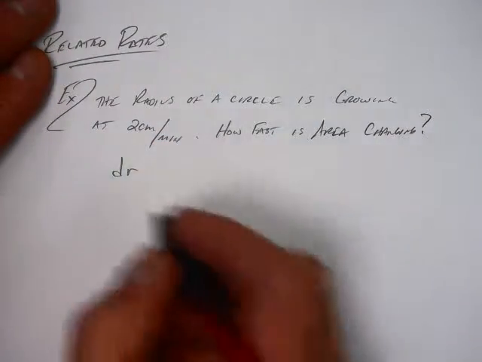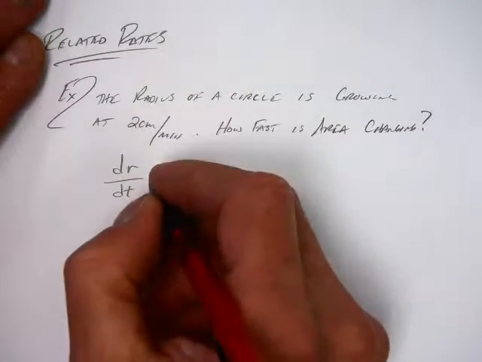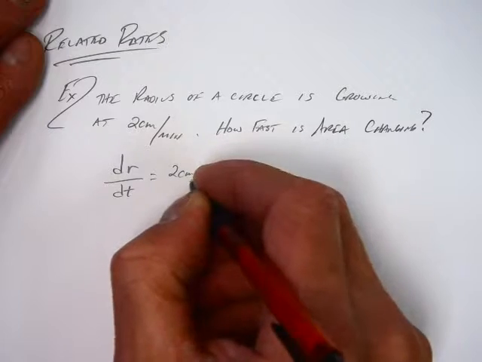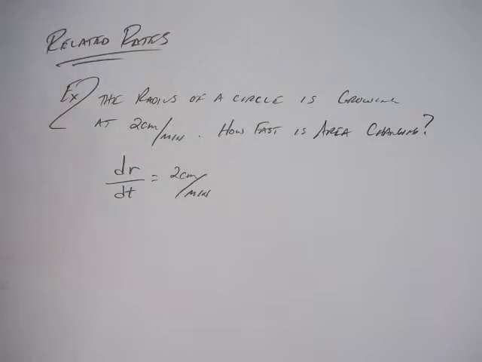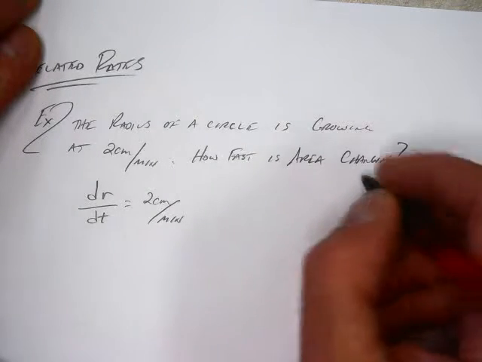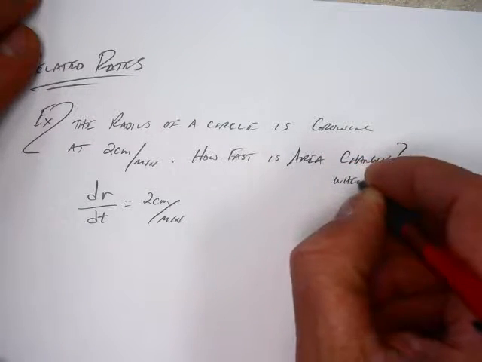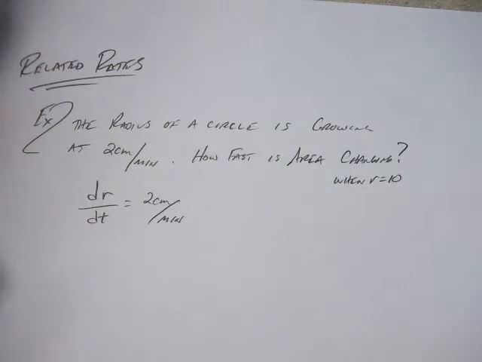Here's how we write this. The radius of a circle is changing at 2 centimeters per minute. So that would be dr, change in my radius, over dt, time, equals 2 centimeters per minute. Oh, I need to put something else. How fast is the area changing when r equals 10?